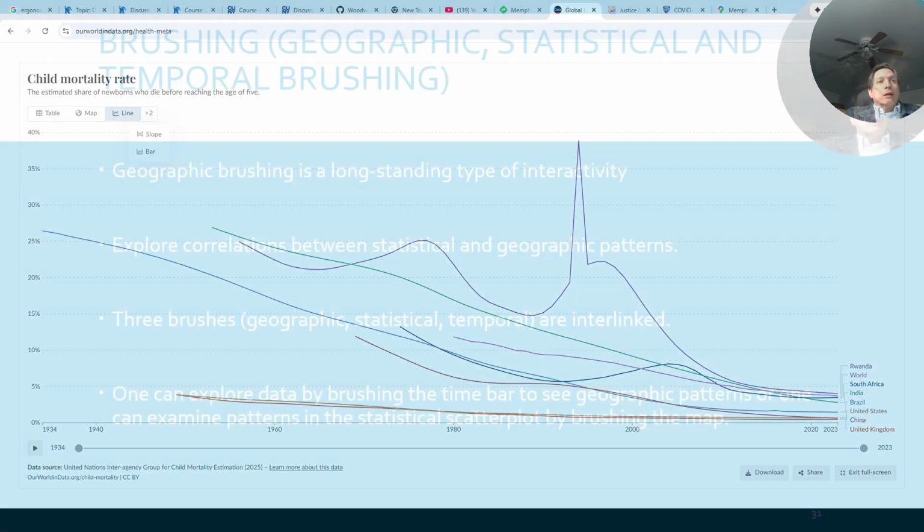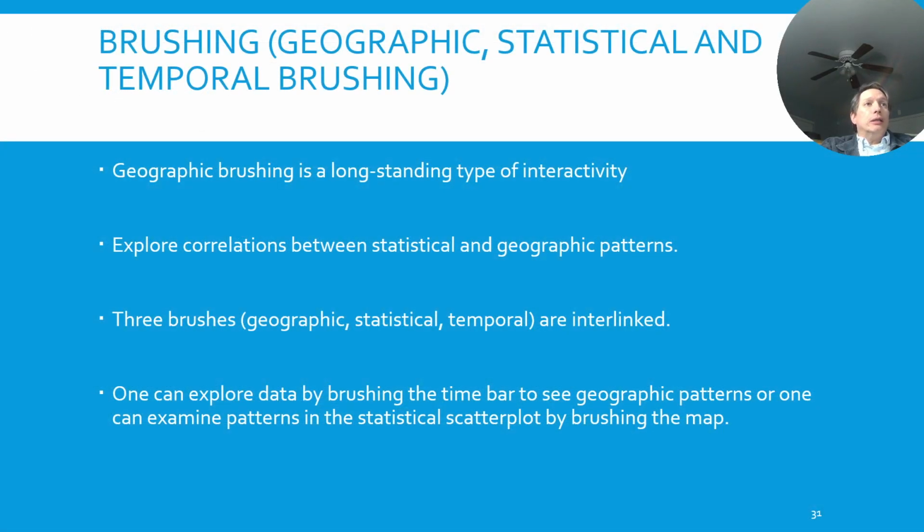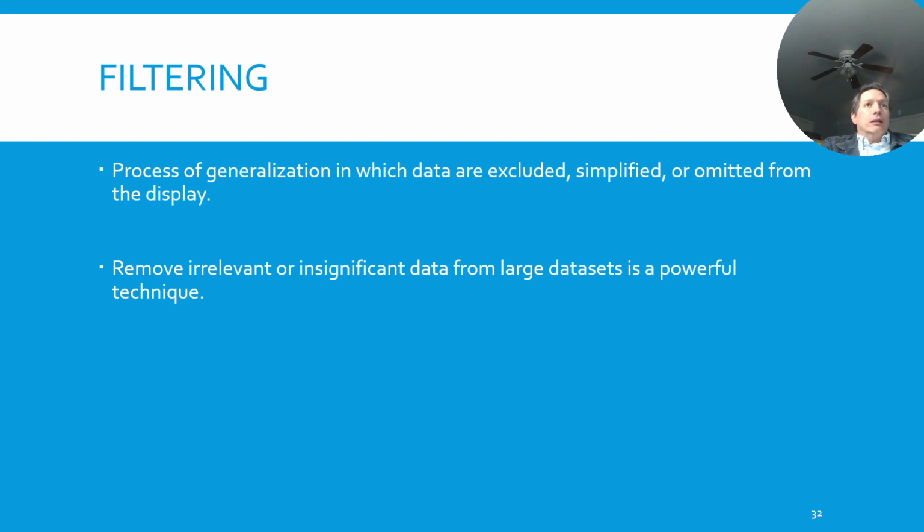The next one is filtering, that has been presented briefly because it overlaps a little bit with the data representation, but is how we exclude, simplify, or omit some data from the display. And we remove irrelevant or insignificant data from large data sets, and it can help us to identify specific things that we want to do.